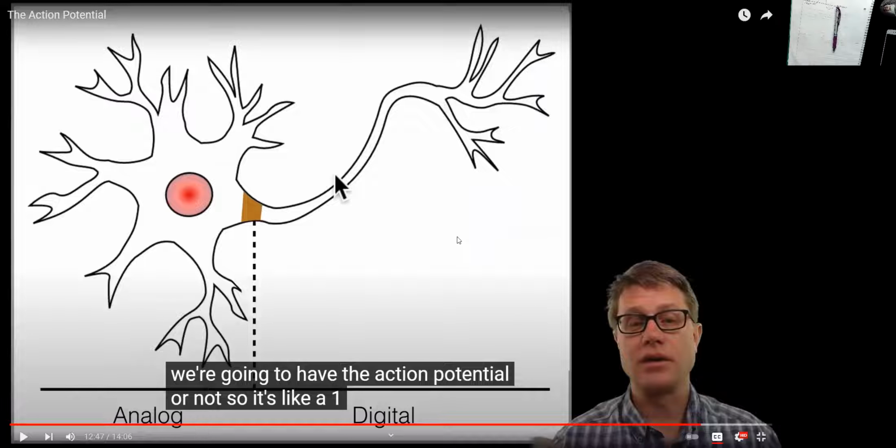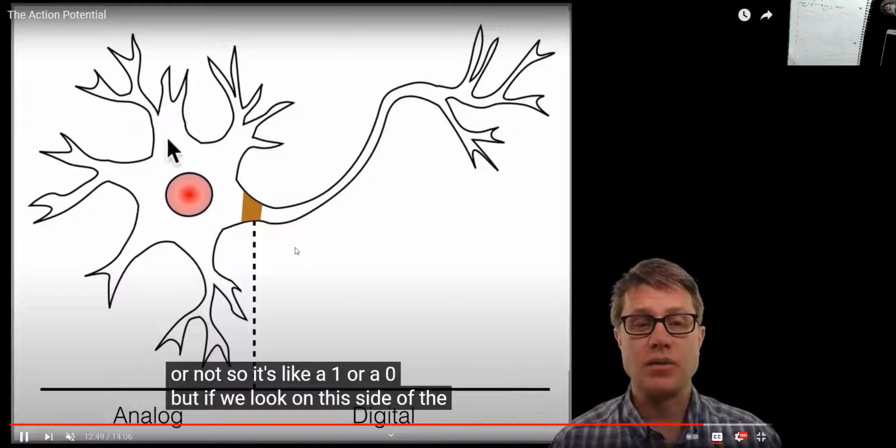We can skip ahead, but really all of this is saying is all or nothing, so it has to reach that threshold, and once it does hit that threshold, it will complete the full action potential, and the various pumps along the way will repolarize and help recorrect the potential. Okay, and this analog digital section is talking about.